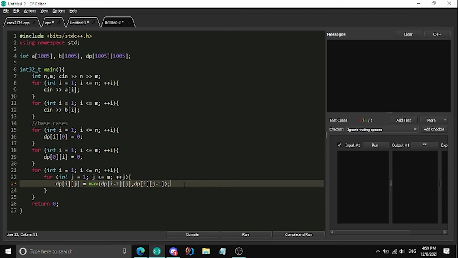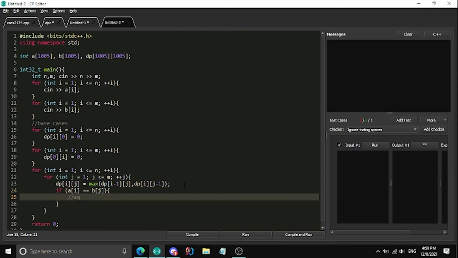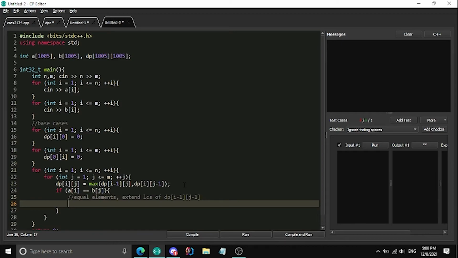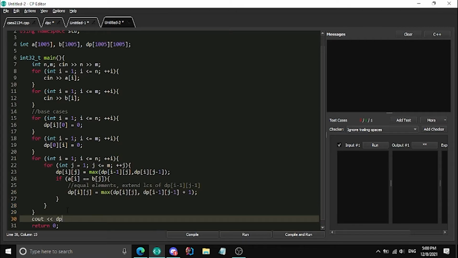Now if they're equal, so if a at i is equal to b at j, equal elements extend the LCS of dp at i minus 1, j minus 1. So dp at i at j is equal to max of dp at i at j, comma, dp at i minus 1 at j minus 1, plus 1. And finally, we should output dp at n m.